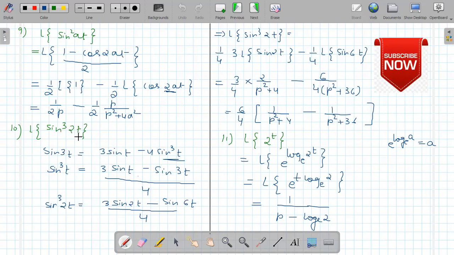Similarly, sine cube 2t, you have to remove this cubic power by using the formula of sine 3t is equal to 3 sine t minus 4 sine cube t. So the value of sine cube t is 3 sine t minus sine 3t divided by 4. So we replace t by 2t so that sine cube 2t is equal to 3 sine 2t minus sine 6t divided by 4. When you replace t by 2t, it will be 6t. Now separate these two functions and then take the Laplace transform and apply the standard formulas as well.